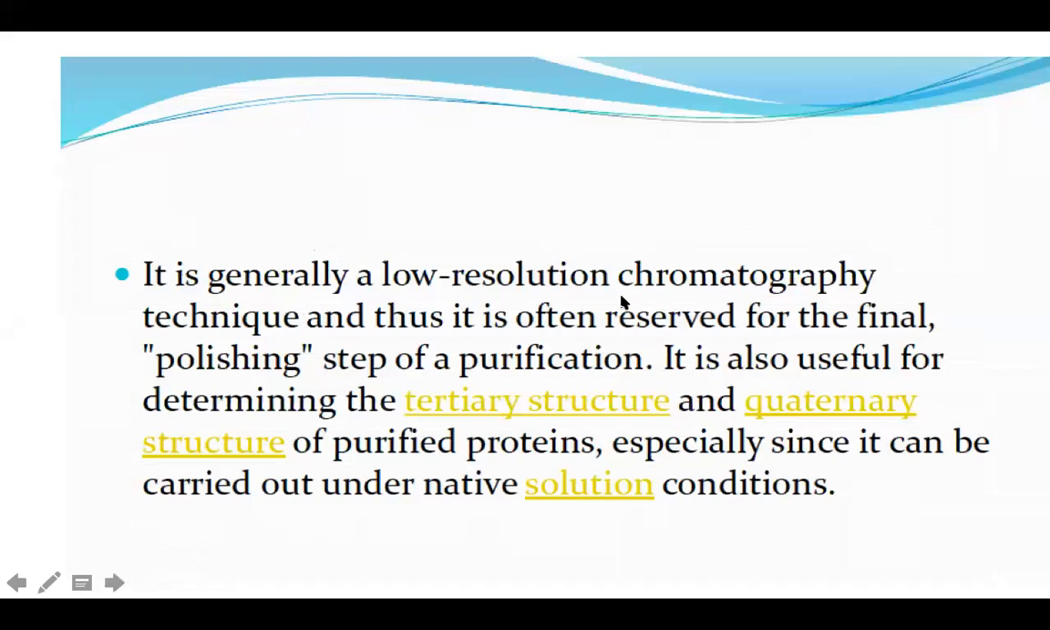It is generally a low resolution chromatographic technique, and thus it is often reserved for the final polishing step of the purification. It is also useful for determining the tertiary structure and quaternary structure of purified proteins, especially since it can be carried out under native solution conditions. And obviously, this chromatography is used for the final step of the purification of proteins or large molecules.